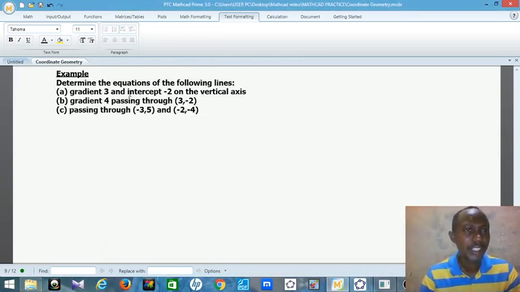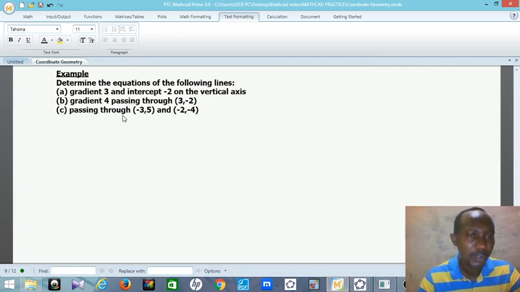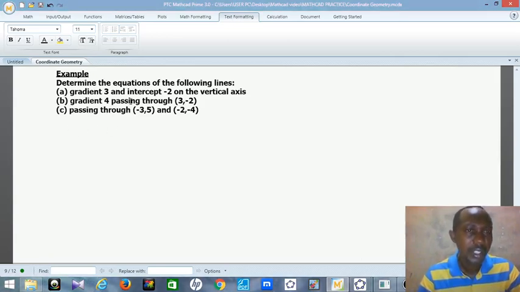So you can see this example, just 3 short questions. It says we should determine the equations of the following lines. So we have some lines here, and now you cannot draw the line. You don't know how the line looks like, but they are straight lines. So take note of that. They are all straight lines, but you don't know how the line will look like.